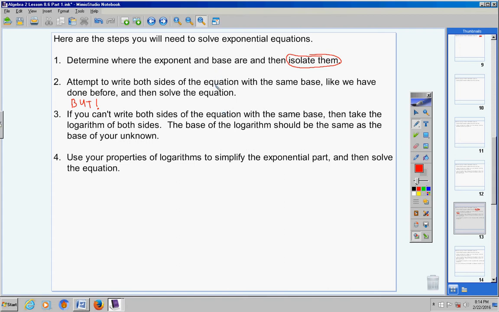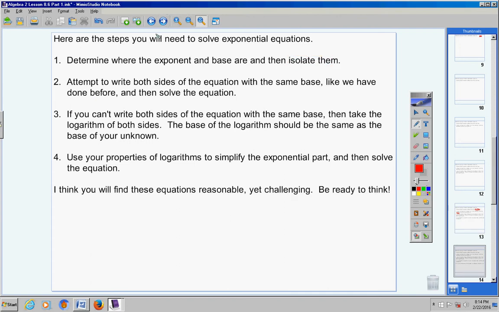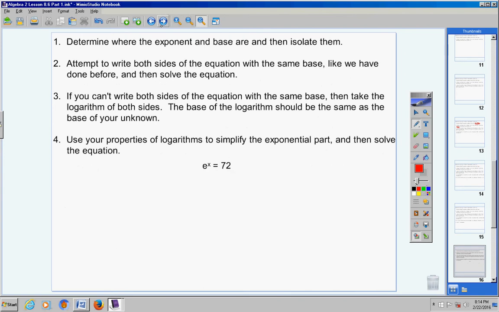Now I'm sure you gotta pause the video and copy this down. I'm gonna move on, okay? I think you will find these equations reasonable yet challenging, so be ready to think. Let's look at 5 examples, okay? 5 examples. I care about y'all, you know that. If you'll follow my steps, you will be okay. Here we go. Step 1. No, I've gone pretty fast, so I'm sure you've paused the video. Make sure you're ready to go.